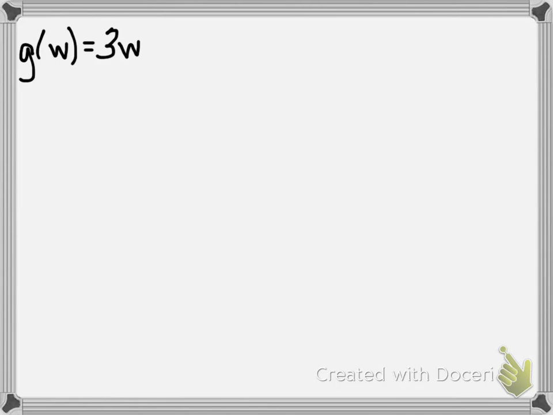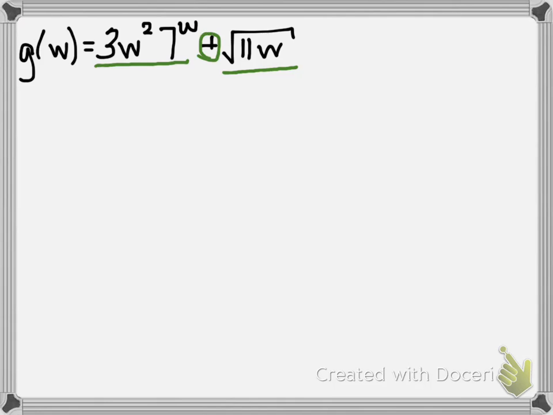So let's do another example. Let's take g of w equals 3w squared times 7 to the w plus the square root of 11w. When you look at this, you should think about what the fundamental operation is. What is the last operation that occurs if you are going to be evaluating this at some w value? Probably you would compute 3w squared times 7 to the w, and then you would compute the square root of 11w, and very last you would add them together.